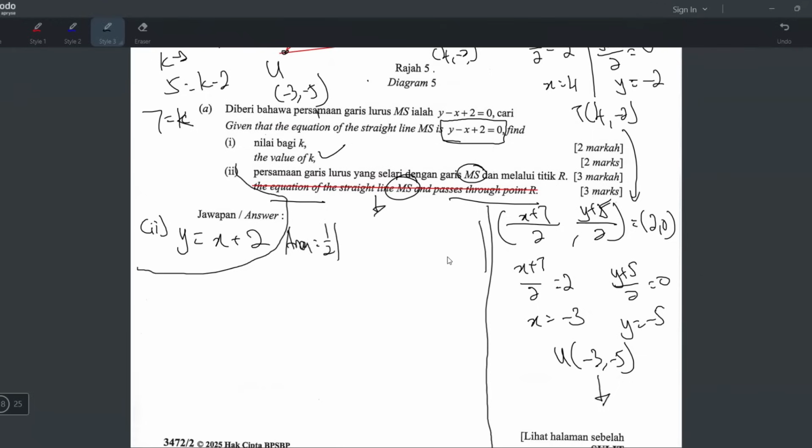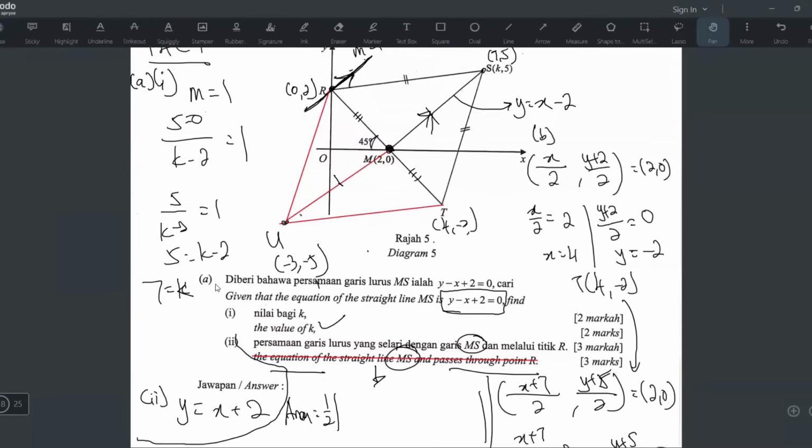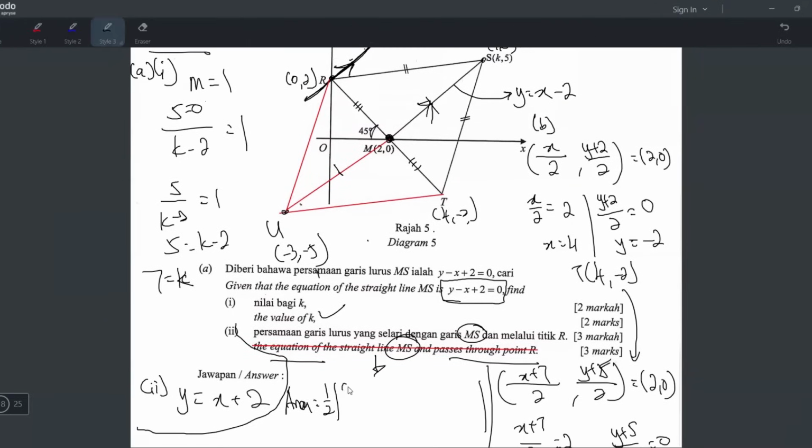I have to put in all the coordinates of the vertices for RSTU. So let's start with R, 0, 2. And then the next one you can write S, or you can write U also, but you cannot write T, because you are finding the area of this. So you cannot go like that. It has to be, use the outside line.